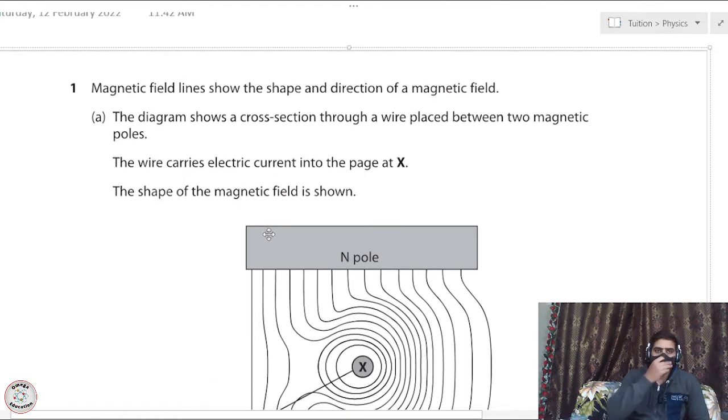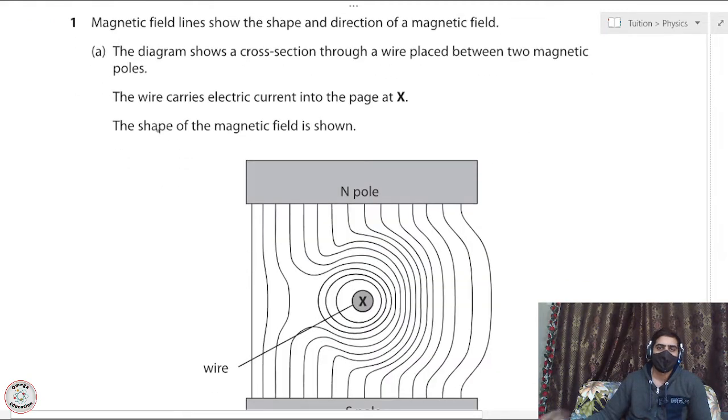Question number 1. Magnetic field lines show the shape and direction of a magnetic field. The diagram shows a cross section through a wire placed between two magnetic poles. You can see the cross section of the wire, the front face of the wire, which is placed inside the magnetic field. The wire carries electric current into the page at X.